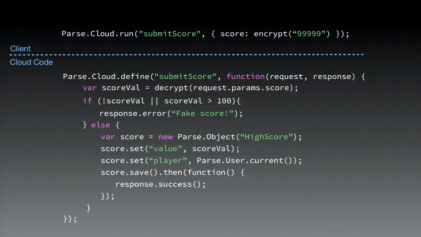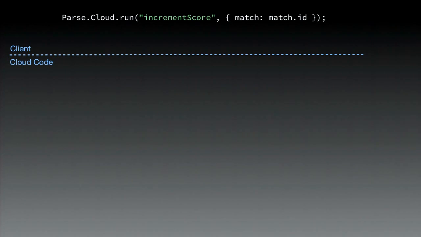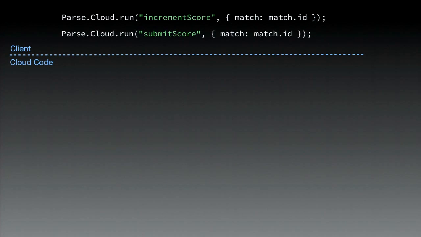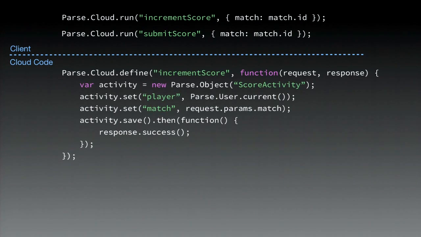But now you can do even better. You can do basically ping. So every time I actually score, I can send a request up. And I don't send the number, because it's always going to be the same number, let's say 1. And I send in what match it matches. And so in my increment score, I'll say, OK, well, create a new kind of activity, let's say a score activity. I'll set the player in the match, and then just save that.